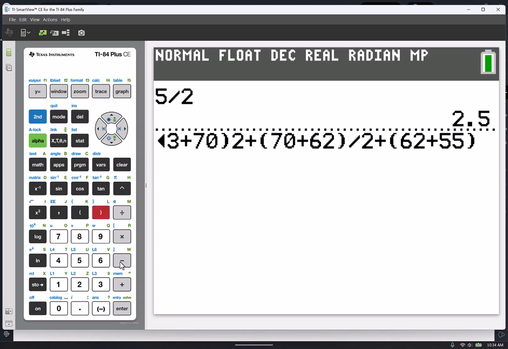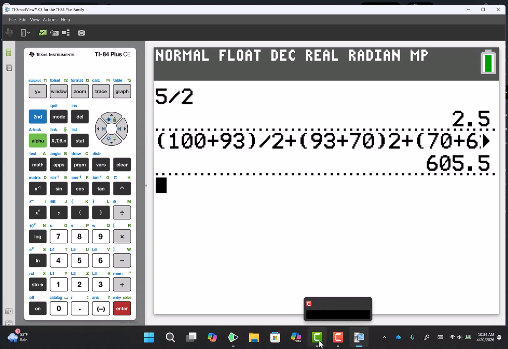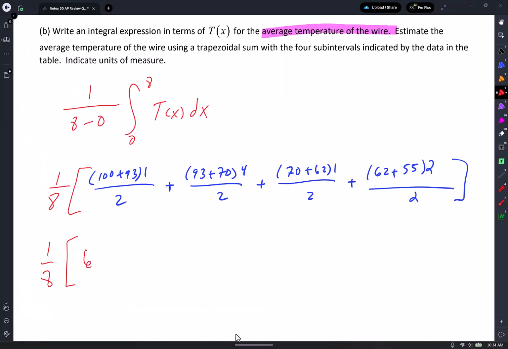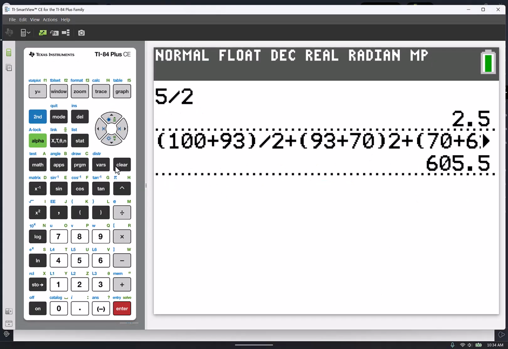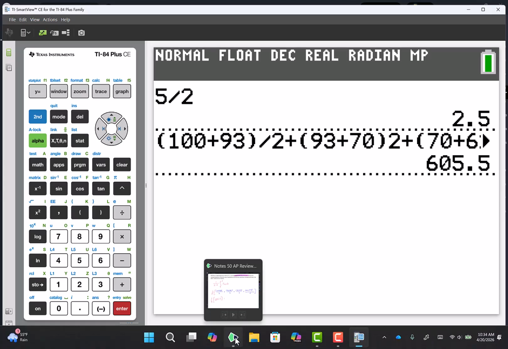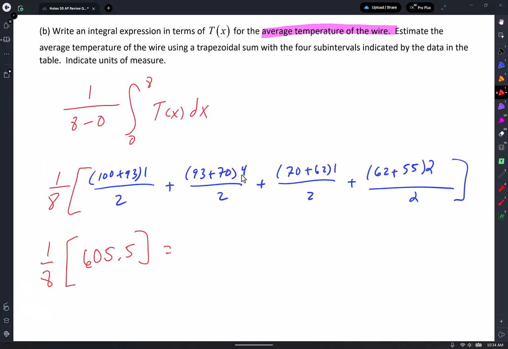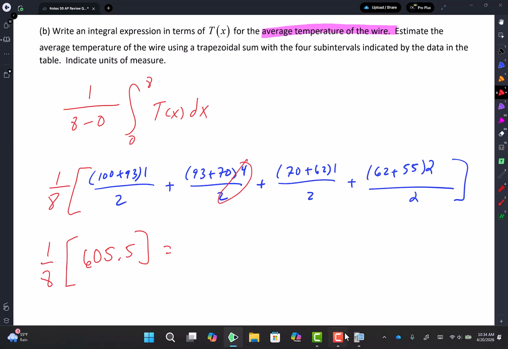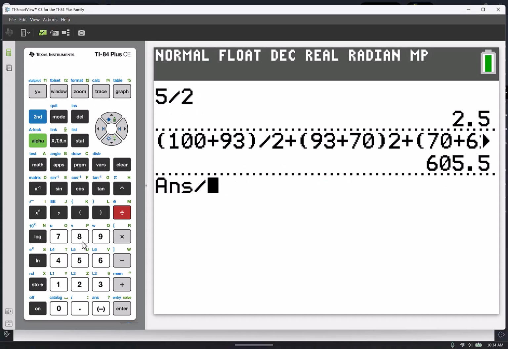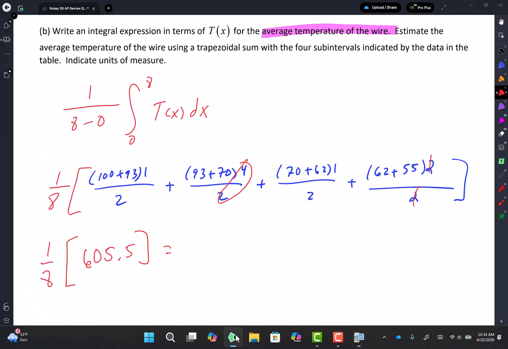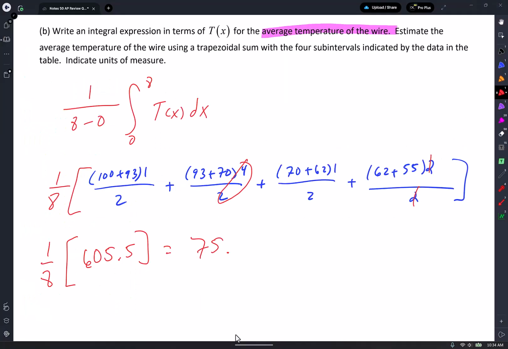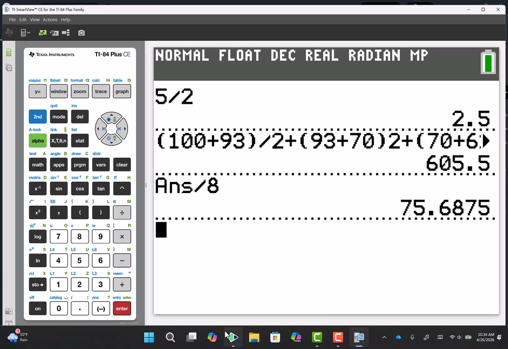If I didn't make any mistakes, here's what's inside the parentheses: 605.5. I haven't divided yet. I forgot. Oh, I think it was because I had a 4 on the top. So I just did 4 divided by 2 is 2, and then on this one, I just canceled it. All right, divided by 8. Did you guys get 75.6875?